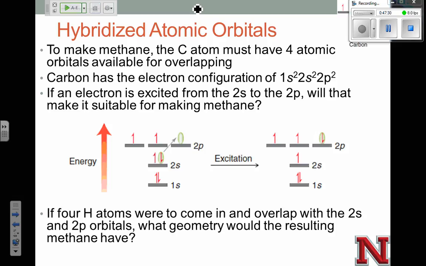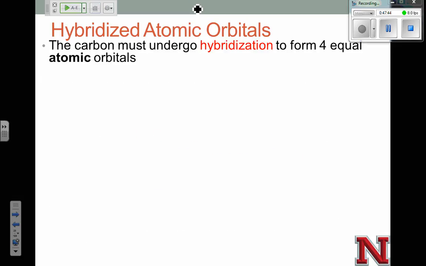So if they're equal, this doesn't make sense. This doesn't make sense as far as geometry, which states that our 4 atoms want to be as far apart as possible. So that's where that 109.5 degree angle comes from. So that doesn't make sense that way. So what actually occurs is our orbitals undergo hybridization to form 4 equal atomic orbitals.